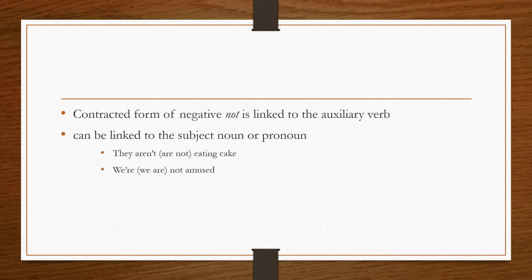The contracted form of negative not is linked to the auxiliary verb. It can also be linked to the subject, noun or pronoun. For example, they aren't eating cake. We are not amused.